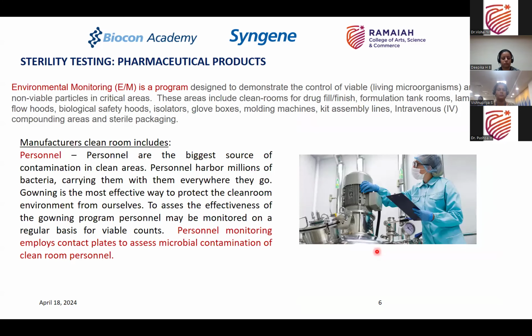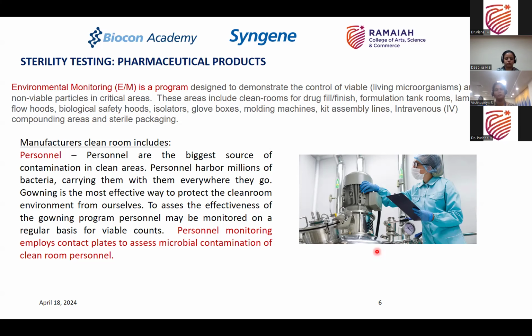How do we maintain this particular environment sterile? How do we monitor this environment or the working region? How are we going to do this? Here, the environmental monitoring system is to demonstrate the presence of living organisms or non-viable particles in a critical area.